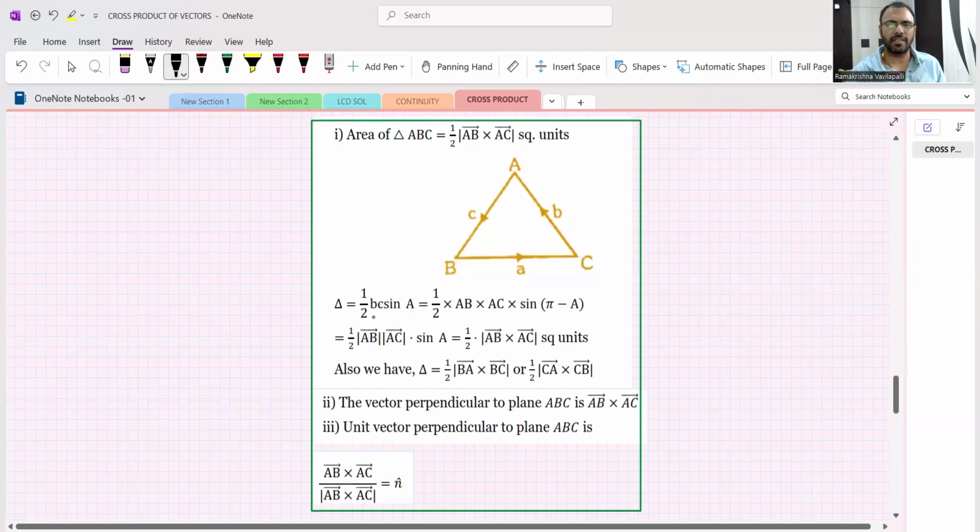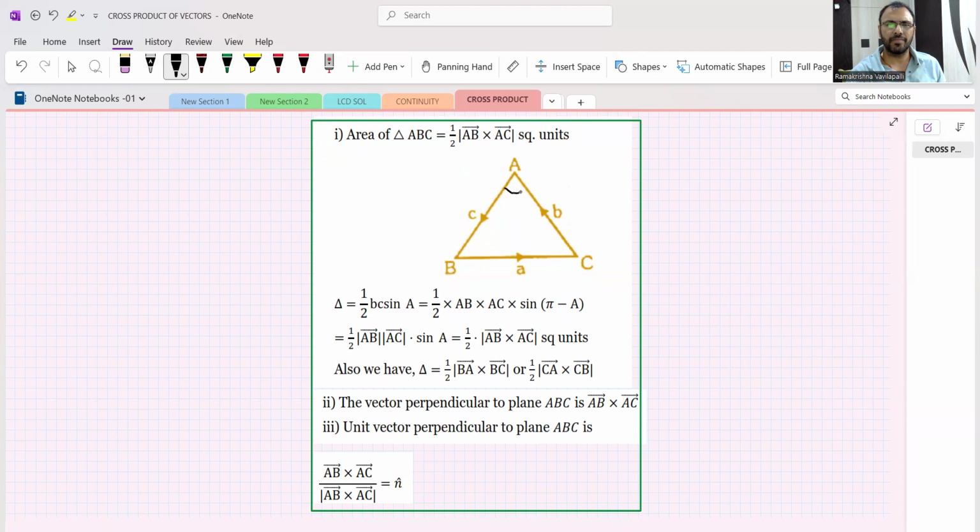So here you can see half BC sin A, right? This is the angle A. So therefore, what is the area of triangle ABC? Half into modulus of AB bar cross AC bar. Please remember this formula. Area of triangle ABC, usually denoted by square bracket ABC, is equal to half into modulus of AB bar cross AC bar.